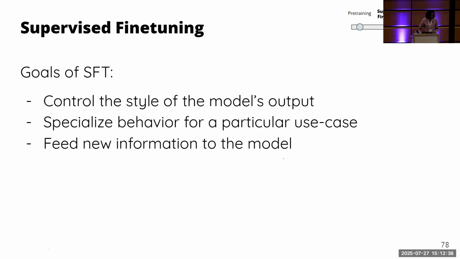So now let's move on to SFT, supervised fine-tuning. And first, let's ask, why do we do SFT? And here the answer is pretty clear. It might be to control the style of your model output. If you're writing legal text versus writing tweets, it might look different. It might be to specialize behavior for a particular task of interest, or even to add new knowledge that your original pre-training data might not have had.